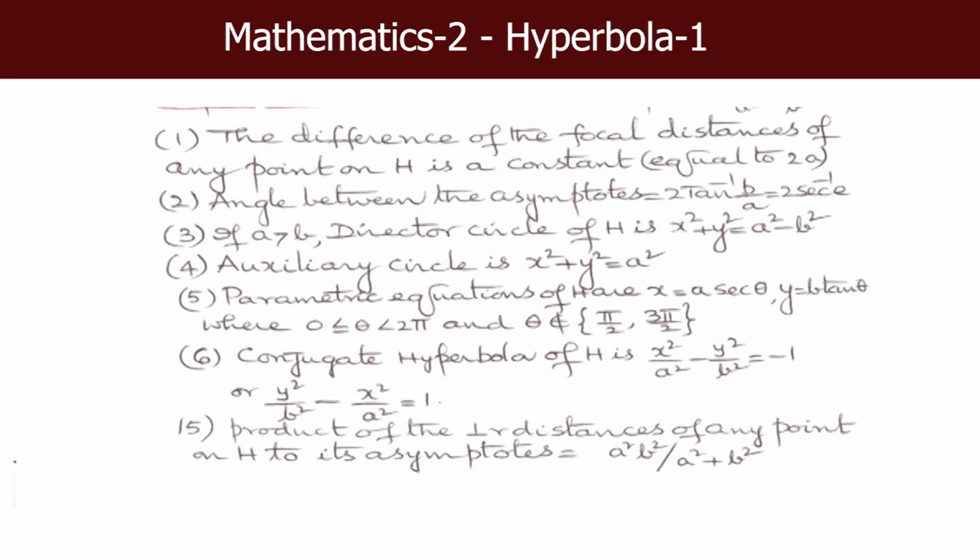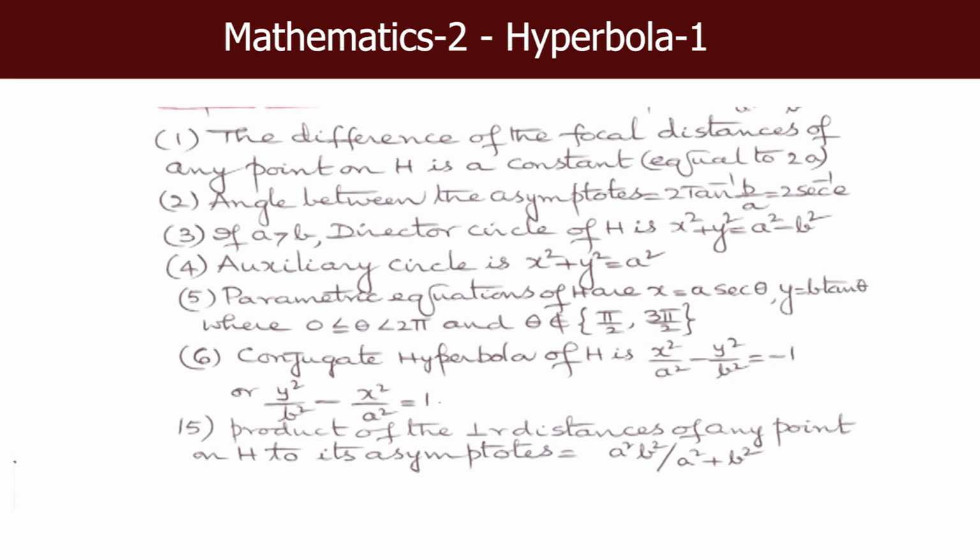If a is greater than b, the locus of the point of intersection of perpendicular tangents drawn to the hyperbola is the circle concentric with the hyperbola, whose radius is the root of a square minus b square. This circle exists only when a is greater than b. When a is less than b, you cannot draw perpendicular tangents to the hyperbola.